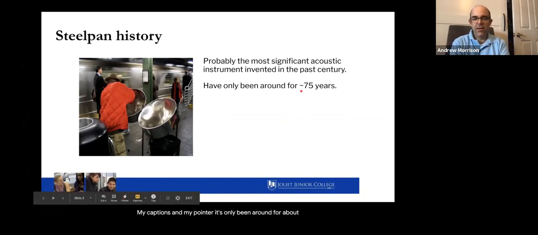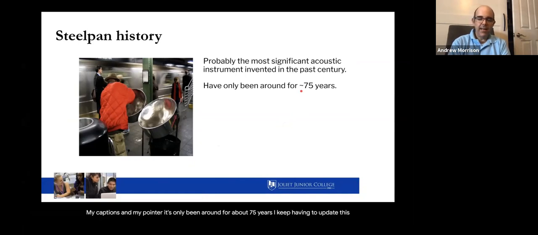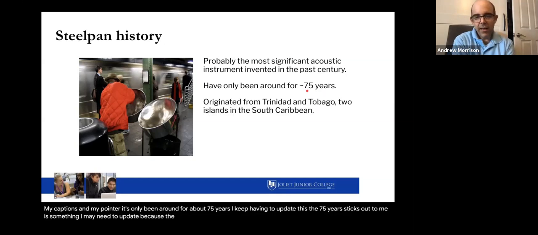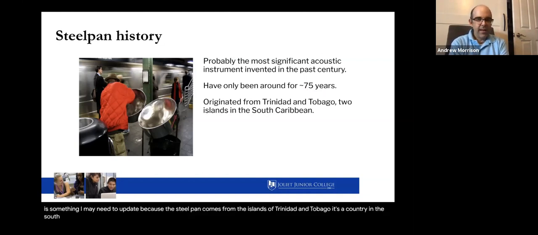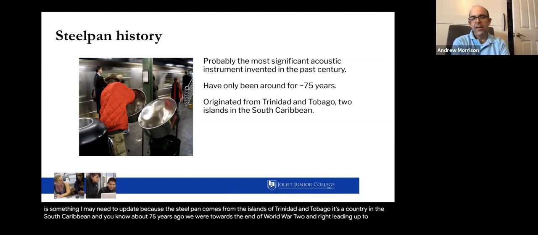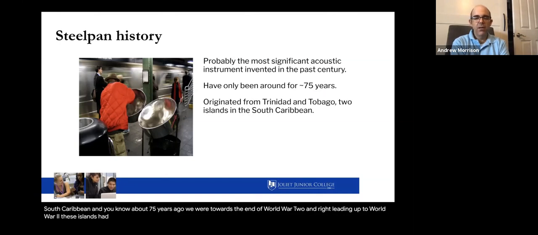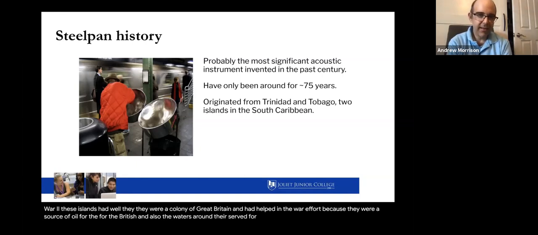It's only been around for about 75 years. I keep having to update this. The 75 years sticks out to me as something I may need to update, because the steel pan comes from the islands of Trinidad and Tobago. It's a country in the South Caribbean. And about 75 years ago, we were towards the end of World War II. And right leading up to World War II, these islands were a colony of Great Britain, and had helped in the war effort because they were a source of oil for the British. And also the waters around there served for naval testing, both for the United States and for Great Britain.